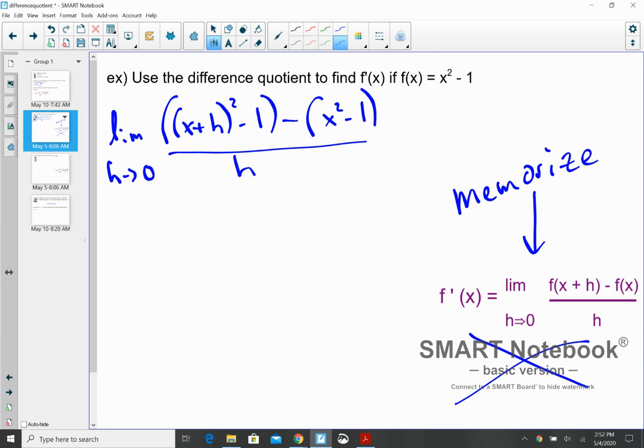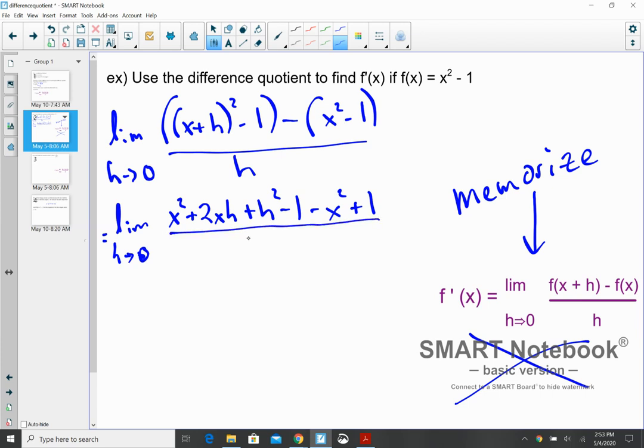Alrighty. So let's see here. The first thing I'll do is square out the x plus h. So we'll have the limit as h goes to 0. And when I square that out, we have x squared plus 2xh plus h squared minus 1. And then minus x squared plus 1. Remember, this subtraction sign, when distributed to the binomial, switches both the signs. This guy's all over h.